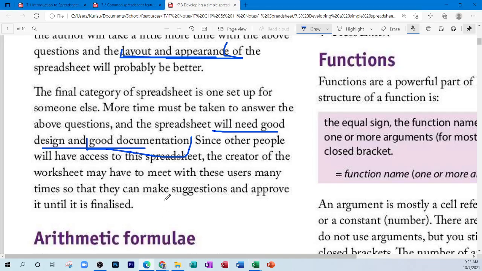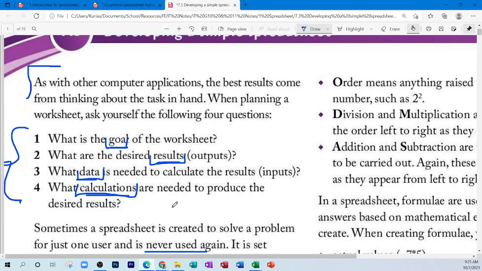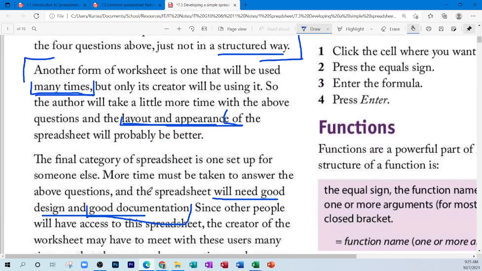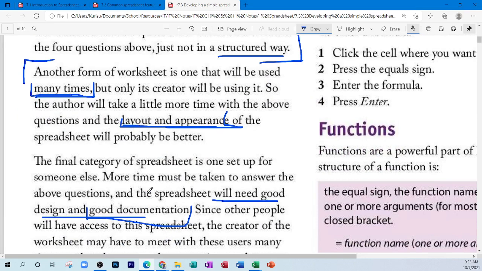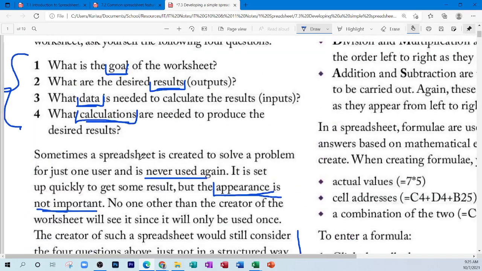So when it comes to designing a spreadsheet, you ask yourself these questions here. If it's only for personal use, a one-time use, then the questions aren't that important. But if you're going to be designing it for yourself and it's going to be used regularly, then you're going to need to think about the questions, more so if you're designing it for somebody else. You will definitely need to think of the questions so that you and the person will be able to understand how to design the spreadsheet.